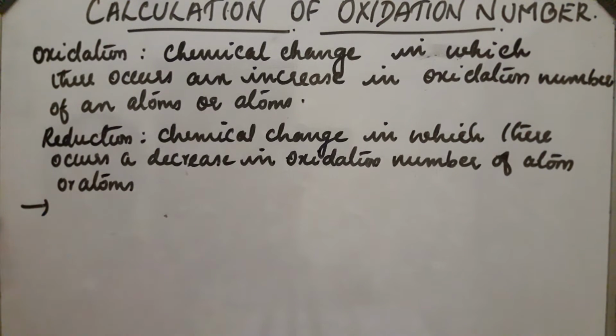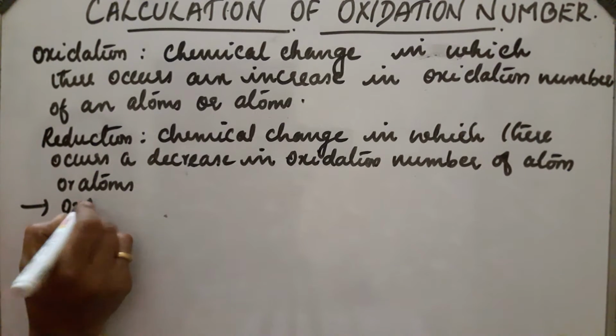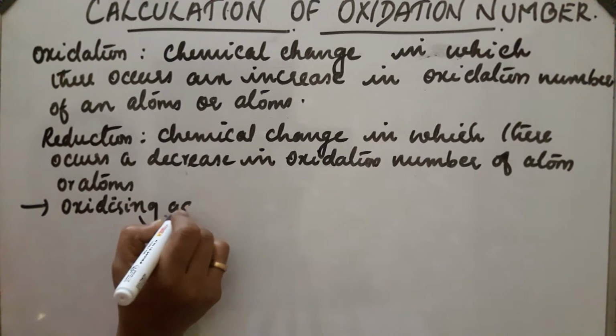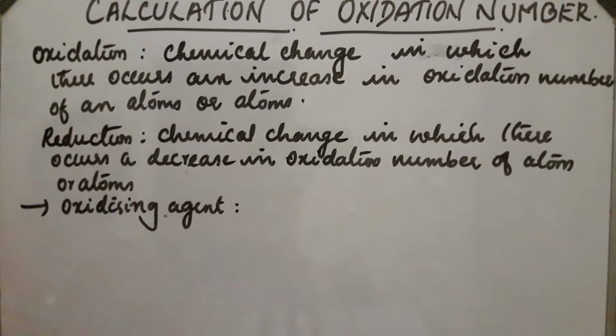Now, what is oxidizing agent in terms of oxidation number? We know oxidizing agent is the acceptor of electrons. So oxidizing agent is a substance which suffers a decrease in oxidation number of one or more elements.